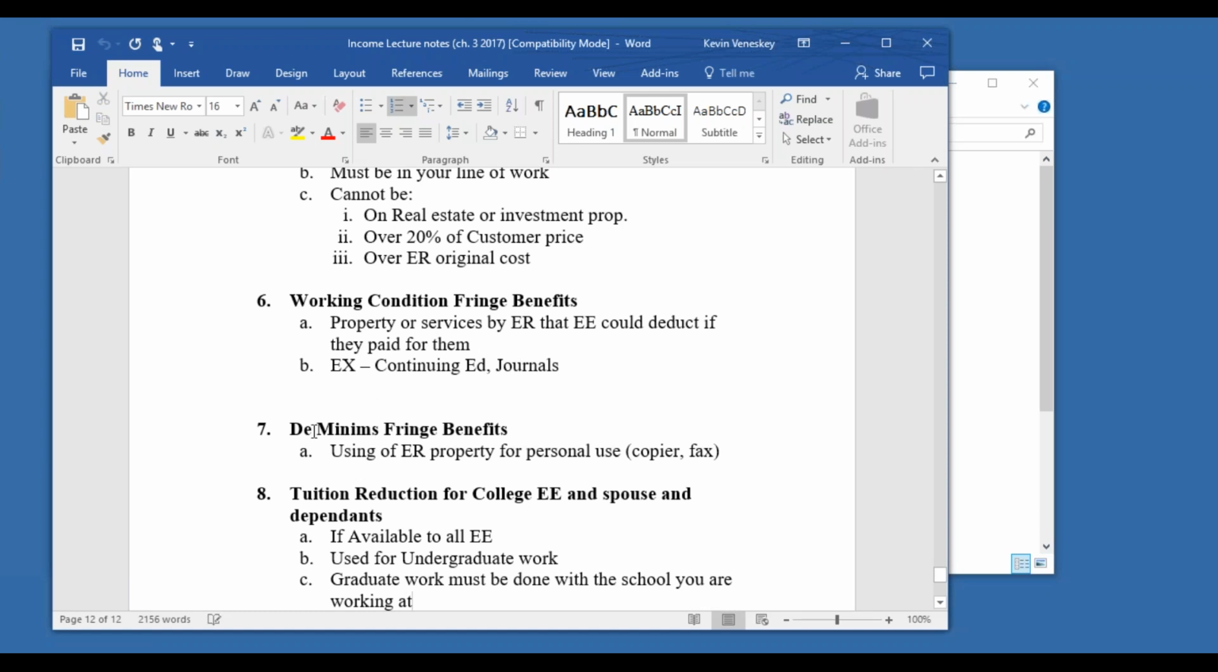Our final couple of things here: working condition fringe benefits and de minimis fringe benefits. De minimis fringe benefits are those things that are so small that they are hard to keep track of. What I mean by that is you use the employer's copier for personal use, for whatever you have to have copied, or you have something faxed from your employer. You may have gotten a $1 or $2 benefit out of that, not having to pay for it somewhere else, but that would be considered too small for the employer to keep track of. Therefore, it's a tax-free benefit.